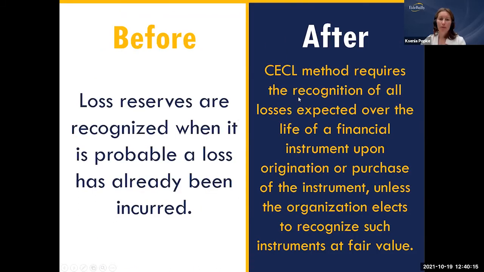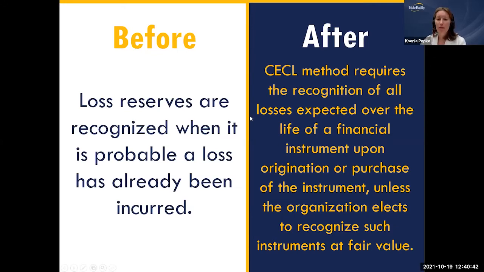So just a quick before and after slide here. Before, loss reserve, so think about your allowance for uncollectible accounts, was recognized when it's probable a loss has already been incurred. A lot of times when you're looking at your allowance, you're looking at a specific identification method where the information is already present of what particular trade receivables might not be collectible.